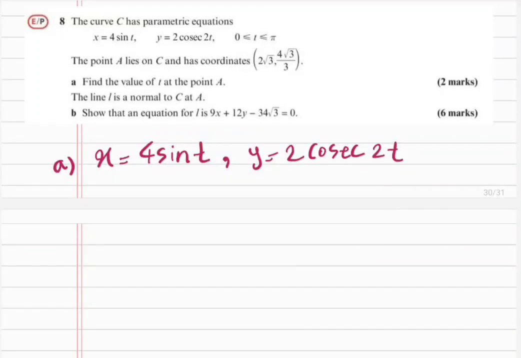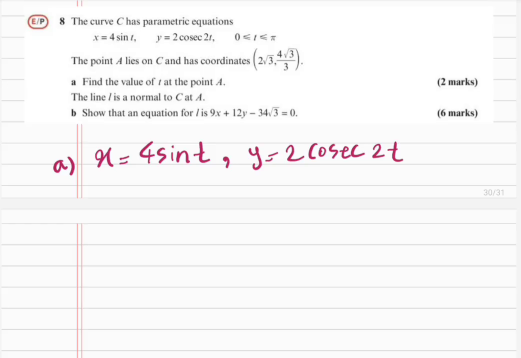Hi everyone, this video is on question 8 of exercise 9G from PO2. So the interesting part of this question is actually part A, because part B is just an ordinary question when we have differentiation in general. It's very common to find the equation of the normal or tangent.